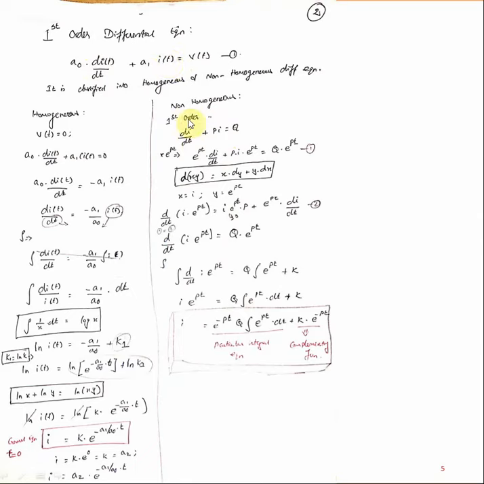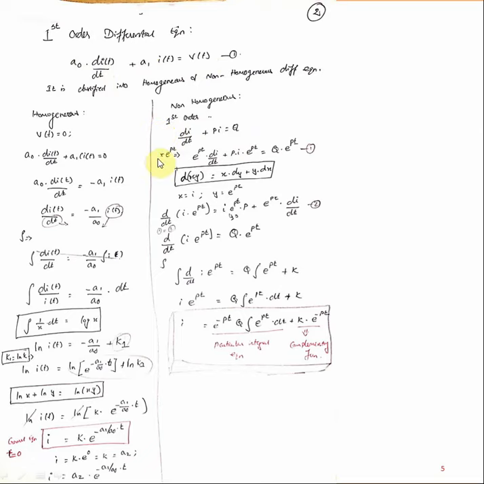Now you can compare these two and find out what the p value is and what the q value is. This is the p value, this is the q value. Before you compare, you should match with these equations. Is it matching? It is not matched. Why? Di by dt, but here a naught is present, and here nothing is present.